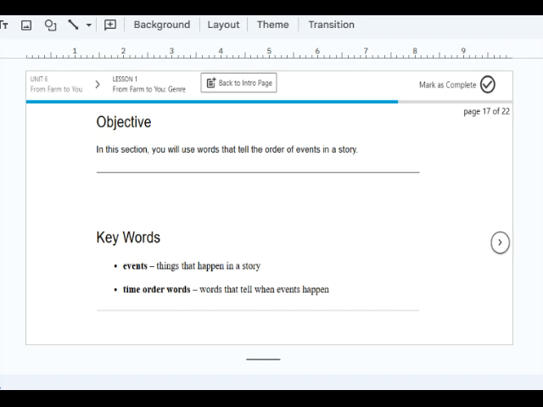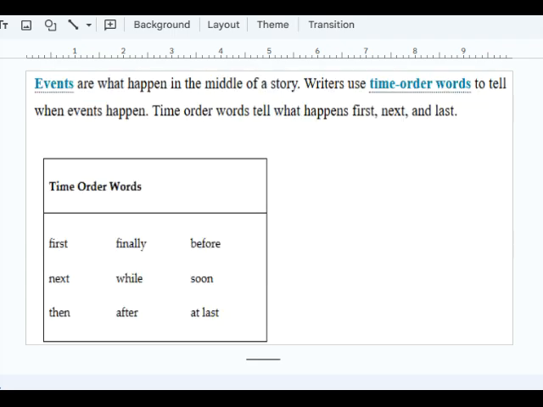All right, so we have left Unit 5. Now we're in Unit 6, Lesson 1. In this section, our objective is you will use words that tell the order of events in a story. Our keywords are events, which are things that happen in a story, and time order words, words that tell when events happen. Events are what happen in the middle of a story. Writers use time order words to tell when events happen. Time order words tell what happens first, next, and last.